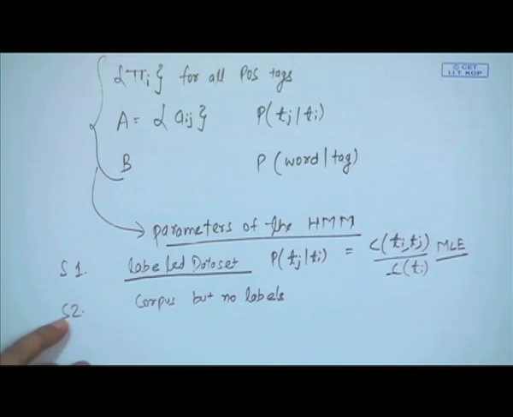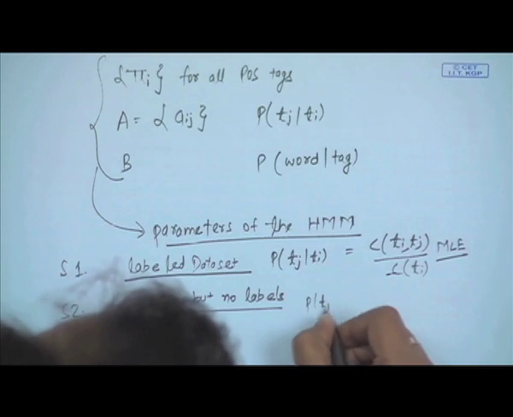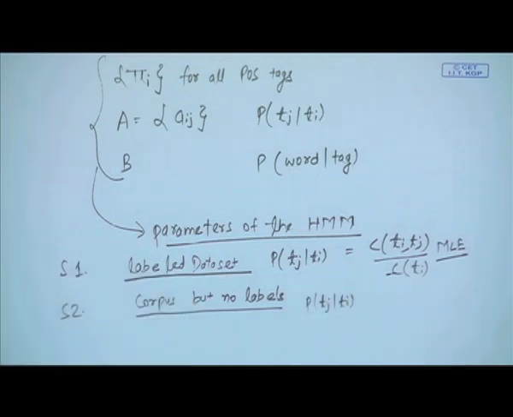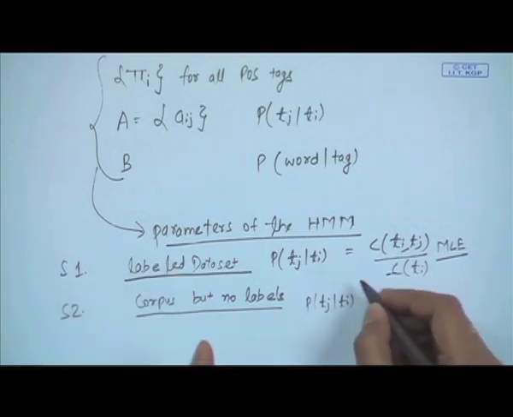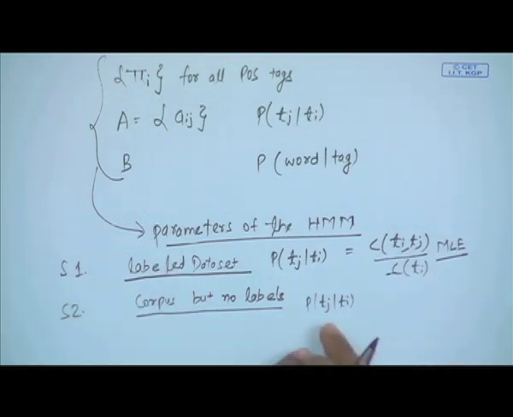Now the problem comes when you have the corpus but no labels. So how would you find the probability of Tj given Ti when in the data there is no label on which word got a tag Ti or which word got a tag Tj? You cannot compute it directly from any labels. So what is the method that you will use for learning the parameters when the corpus is available but labels are not available? That is what we will see in the next lecture.